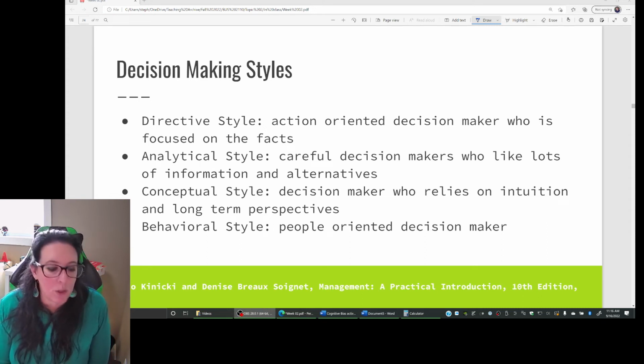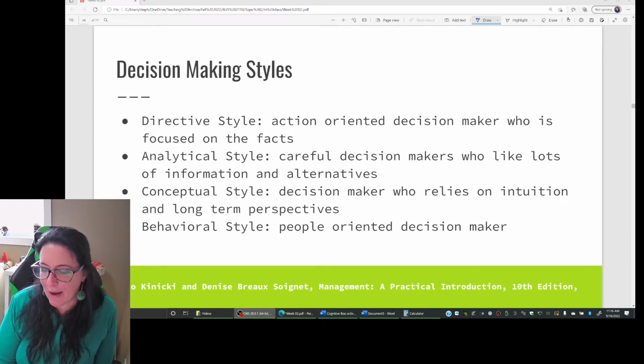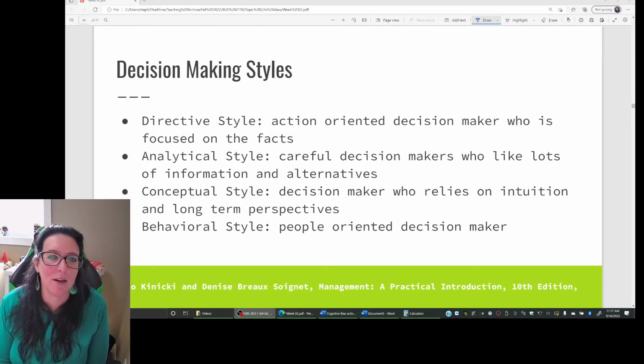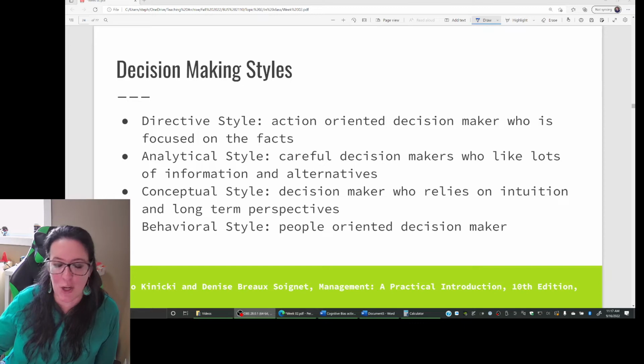In the previous video, we looked at how you can make decisions when there is uncertainty. What we want to look at in this video is how well you deal with uncertainty. So there are different decision-making styles depending on how well you deal with the unknown. So we have a directive style. This is the more action-oriented decision maker who is focused on the facts. An analytical style, which is a careful decision maker. A conceptual style, a decision maker who relies on intuition. And a behavioral style where you are more people-oriented in your decision making.